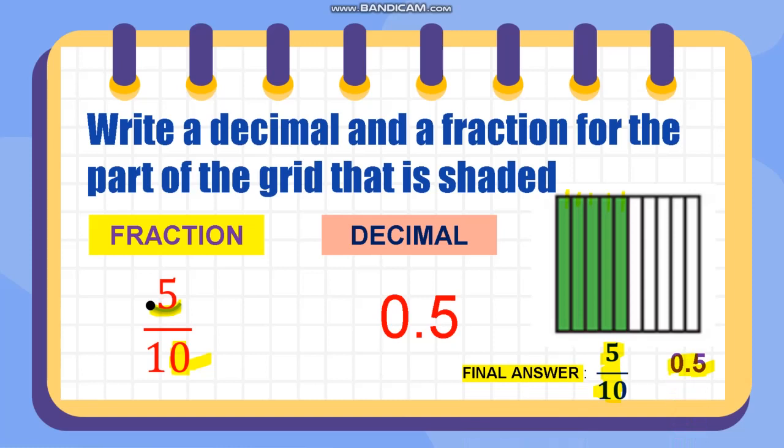Now, what if the decimal is given? How are you going to change it into a fraction? You just simply copy 5 and find the place value of 5. The place value of 5 is tenths. That's why it is equivalent to 5 tenths.